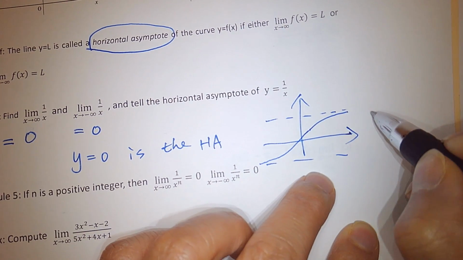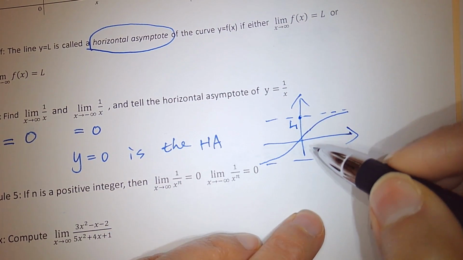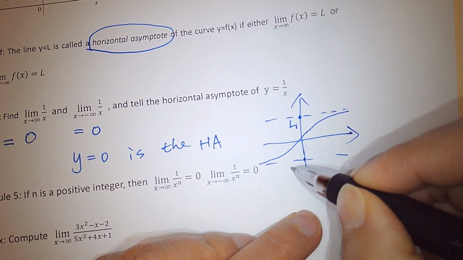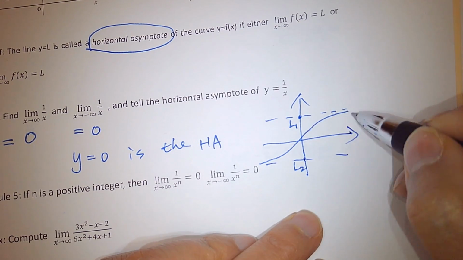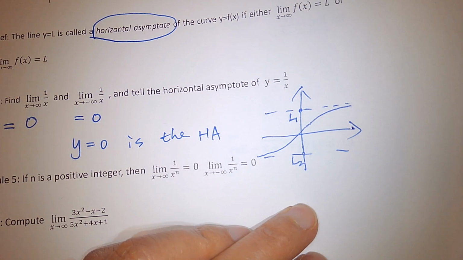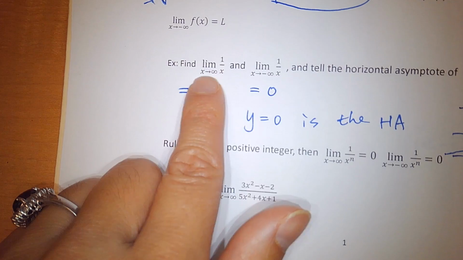See this curve. When x goes to positive infinity, it approaches what? Say number L1, y approaches L1. When x approaches negative infinity, y approaches what? L2. So how many horizontal asymptotes do we have? 2. So you say y equals L1 and y equals L2 are both horizontal asymptotes. So to find horizontal asymptotes, we have to do both limits.